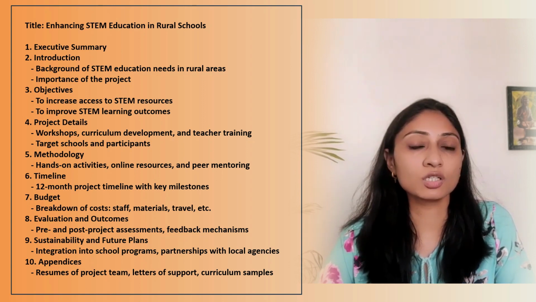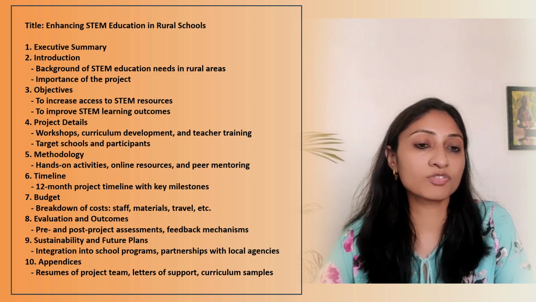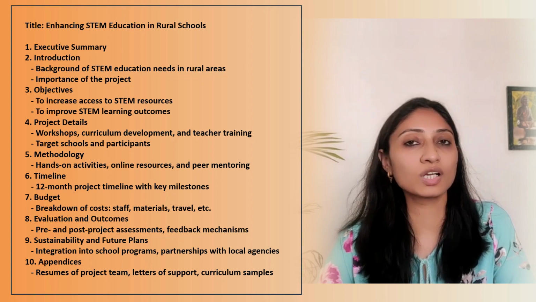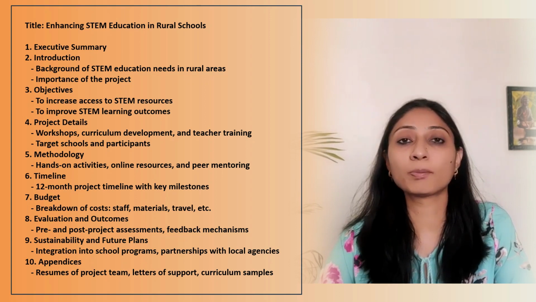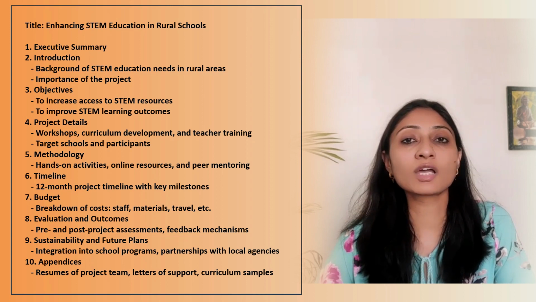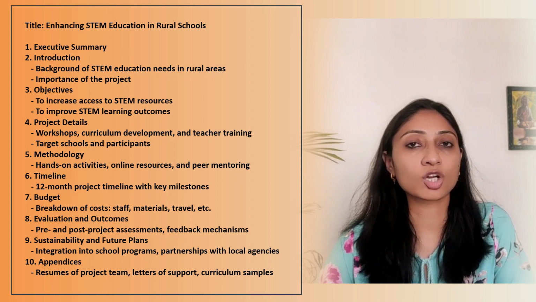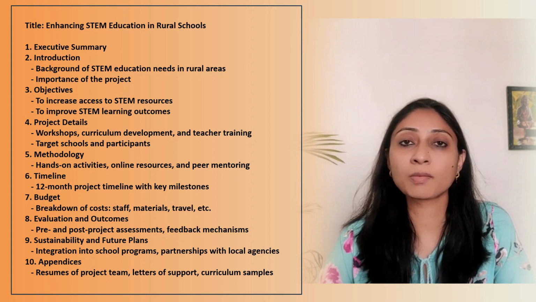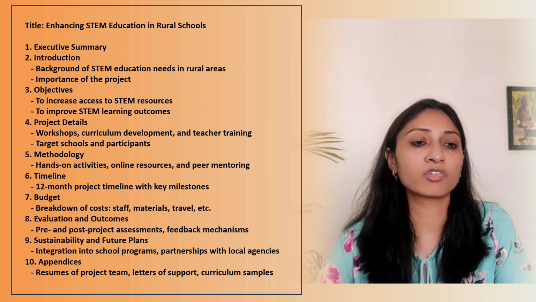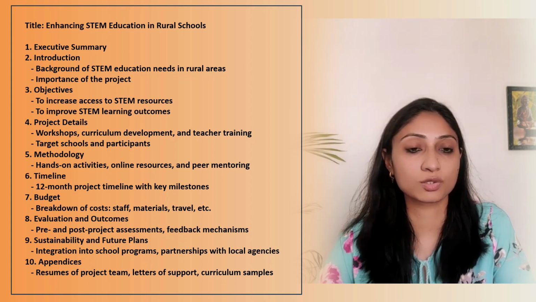Next is introduction, which I have already told you. Introduction should give background of STEM education needs in rural areas. First of all, we need to give the background of education in rural areas, and then what is the importance of the project. Suppose there are two paragraphs in the introduction part, then the first paragraph will be about the background and the second paragraph will be about the importance of the project which you are going to accomplish.